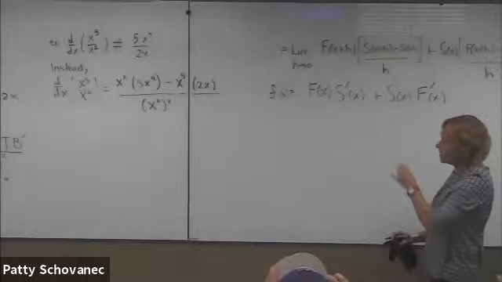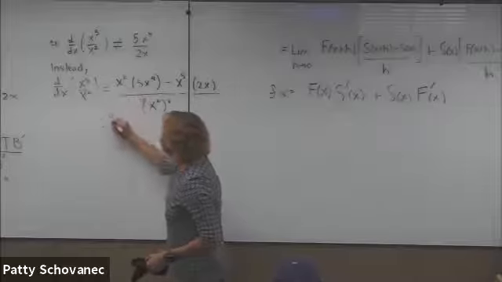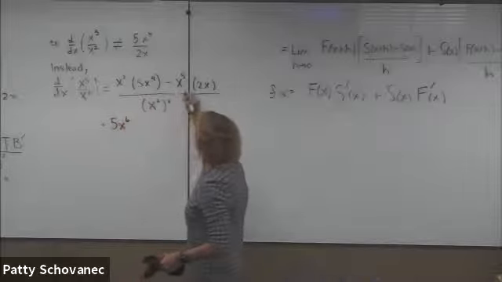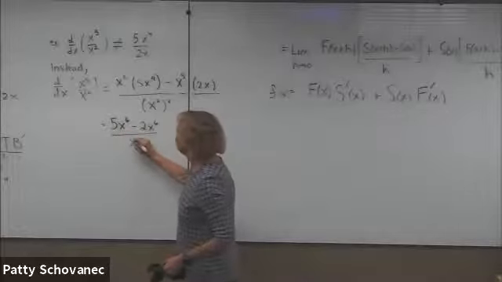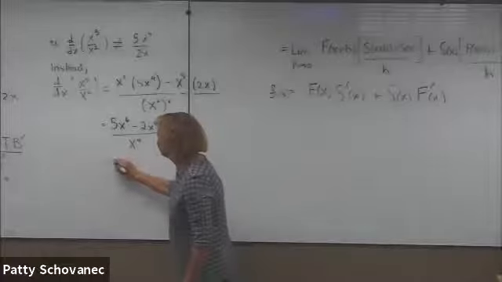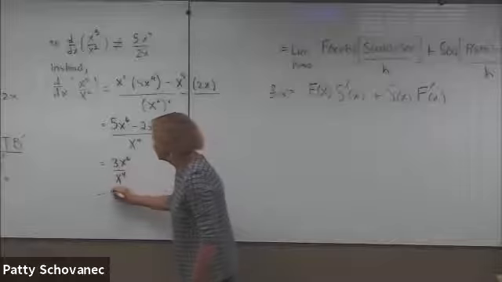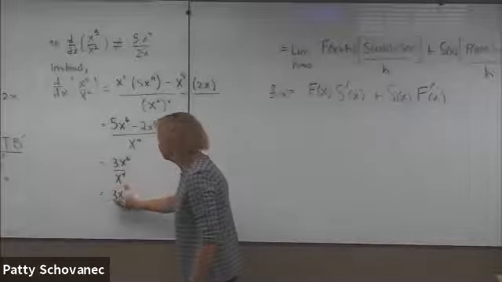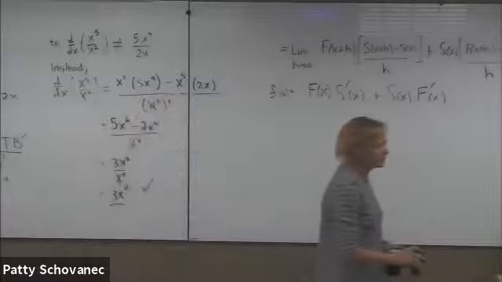So let's multiply the top out and combine like terms. This is 5x to the 6th minus 2x to the 6th. Downstairs I have x to the 4th. So there's a 3x to the 6th over x to the 4th, and by golly, that's the 3x squared that we know we should be getting.